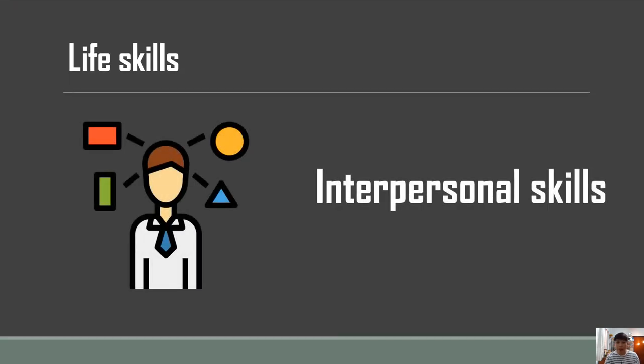Next, interpersonal skill. This is the behaviors and tactics. Tactics means some techniques or some tips a person uses to interact with others effectively. That means when you have to talk to another person, or when you have to deal with your boss, or with someone that you haven't known before. Interpersonal skill is something very significant, because you can make a first impression.